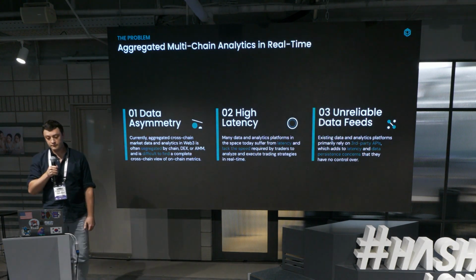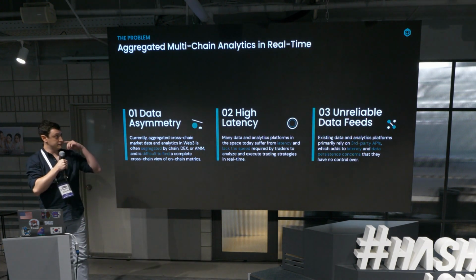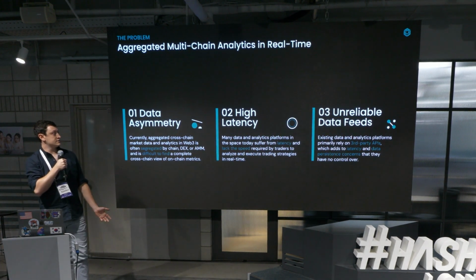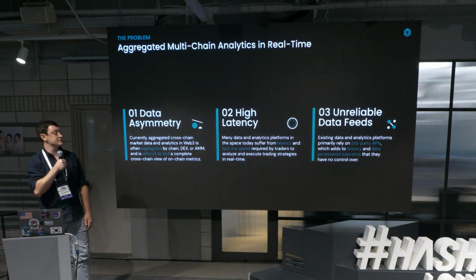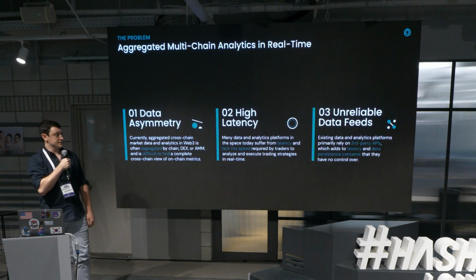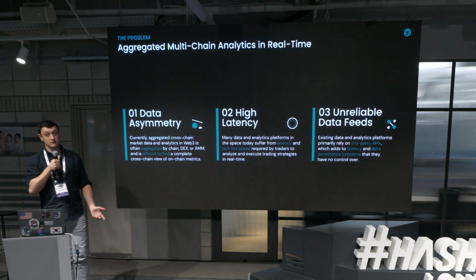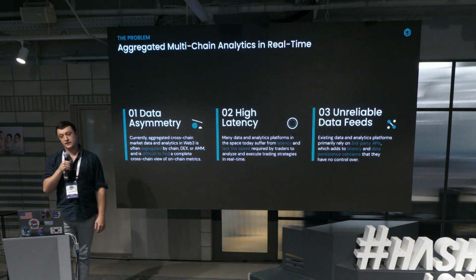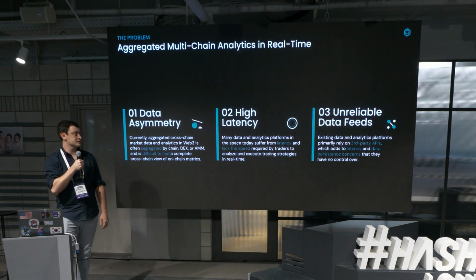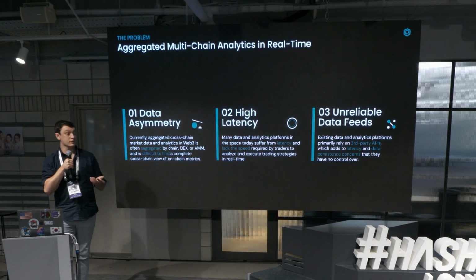The second problem is high latency, and this actually ties into unreliable data feeds as well. The root cause of high latency and unreliable data feeds from some of the competitors is that they rely on third-party APIs and RPCs. A lot of our competitors would use things like Infura or QuickNode or Alchemy. And there's nothing wrong with these providers. They're actually great providers. But if you're a data provider yourself and you're relying on third-party RPC providers, you're adding an extra layer of both latency, but also unreliability for your own product.